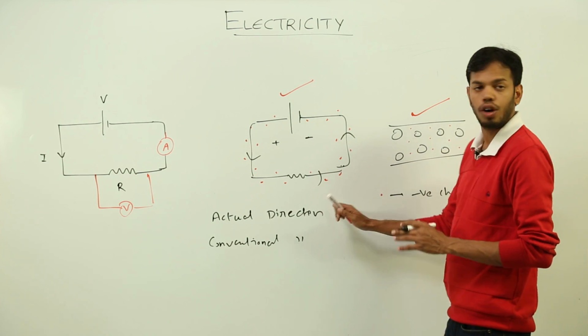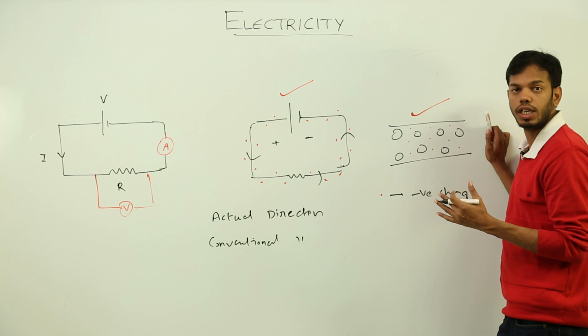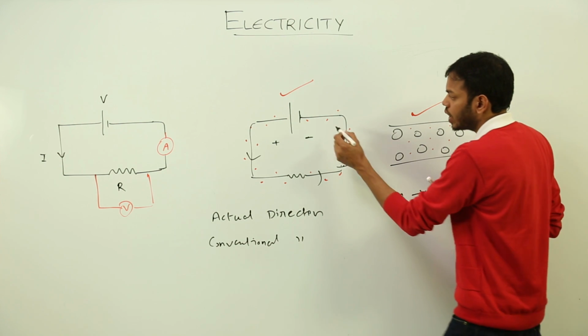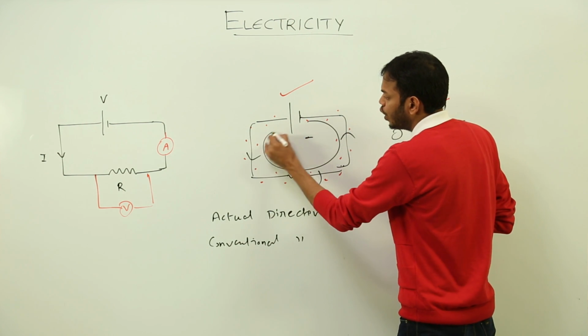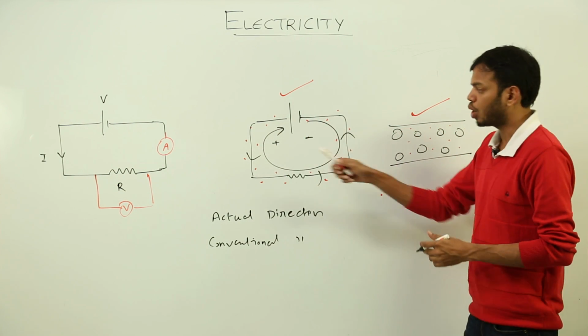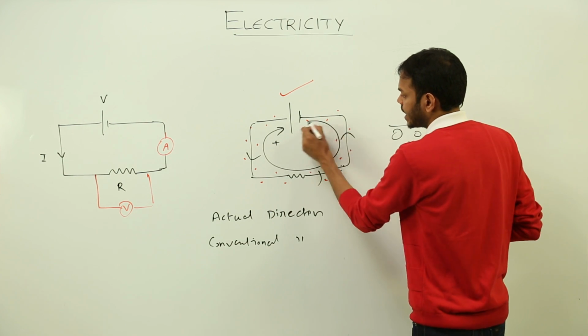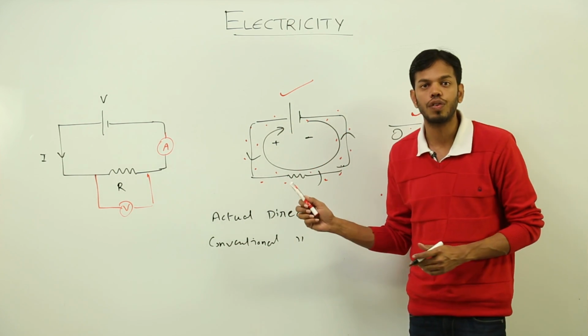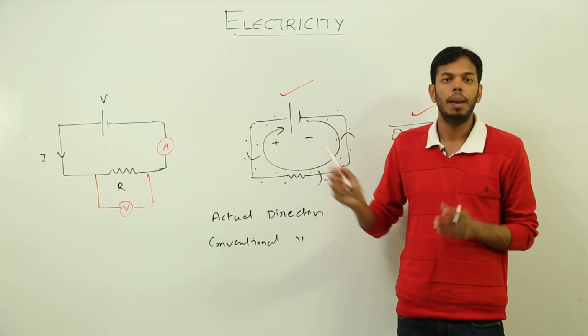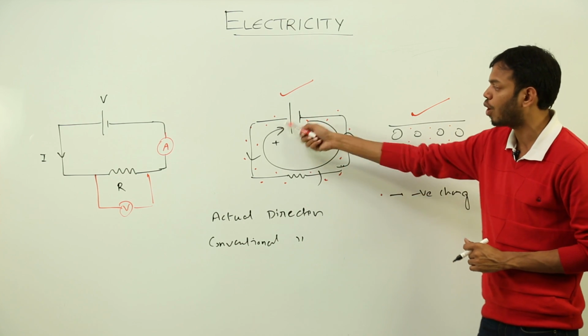So the actual direction of current is from negative to positive, because these electrons are negatively charged. So negatively charged particles are always going to go towards the positive terminal of the battery or the cell because of the attraction. The real direction of current is from negative to positive, but we do not take it. We take the conventional direction of current, which is from positive to negative.